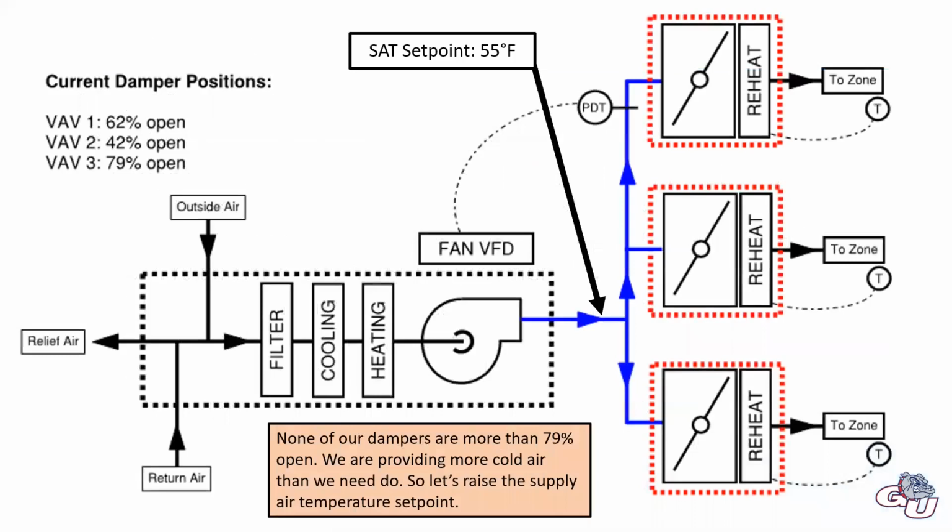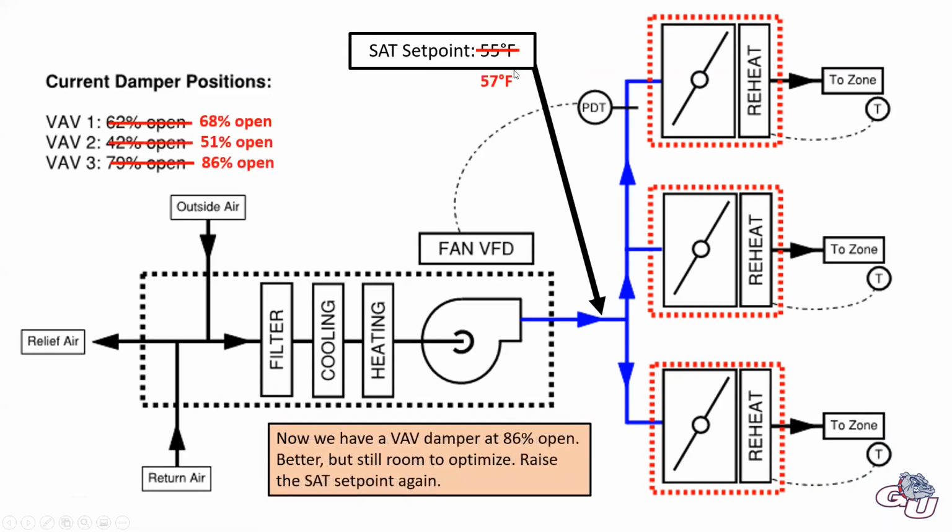To try to visualize that, we have a number of VAV boxes with an air handling unit. And recall, this is always providing cool air all the time. 55 is normally the design supply air. That's the coldest we would allow it to get. But we see none of our VAVs are that open. So let's increase our set point.